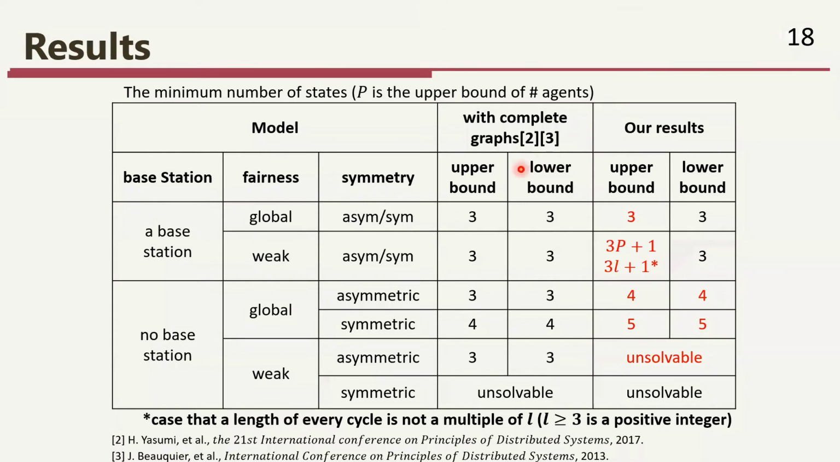With complete communication graphs, 3 states are optimal for asymmetric protocols and 4 states are optimal for symmetric protocols. So, one additional state enables problem solvability in arbitrary communication graphs in this setting.